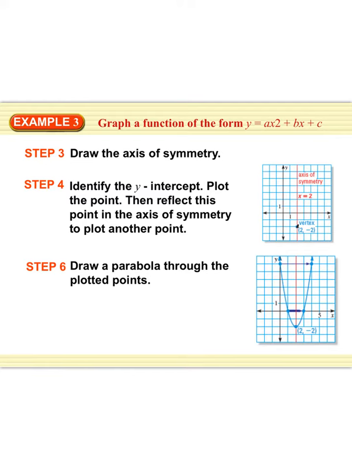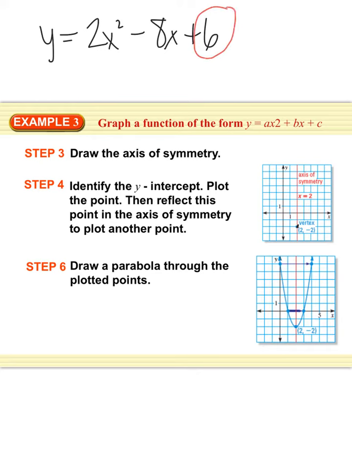So step 4 says we need to identify the y-intercept. And remember, the y-intercept is our c value. So I rewrote it up here just to remind you that our c value is 6. So we know that our parabola is opening up. We know the vertex is at (2, -2), and we know it crosses the y-axis at 6.